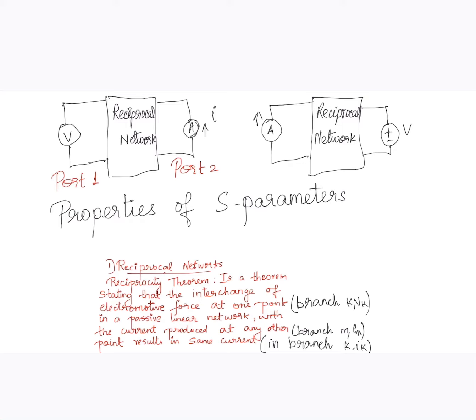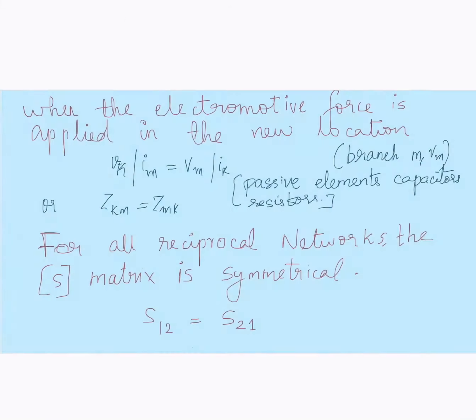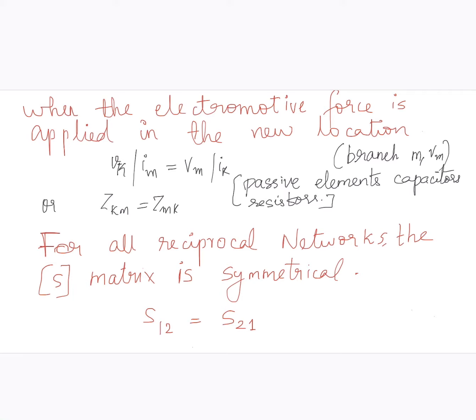The reciprocity theorem states that the interchange of electromotive force at one point, suppose it is considered as branch K, in a linear passive device, and the current produced at any other point, should result in the same current if the electromotive force is applied in the new location.